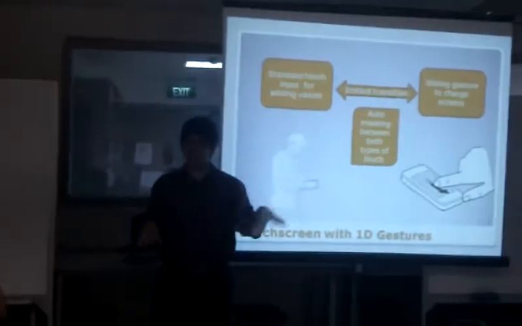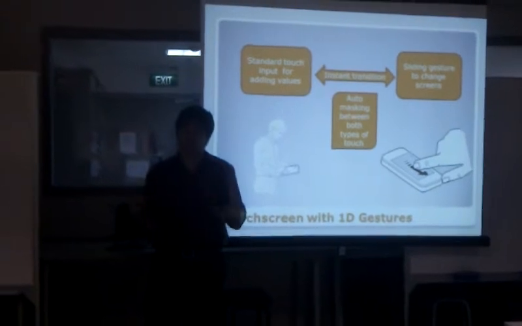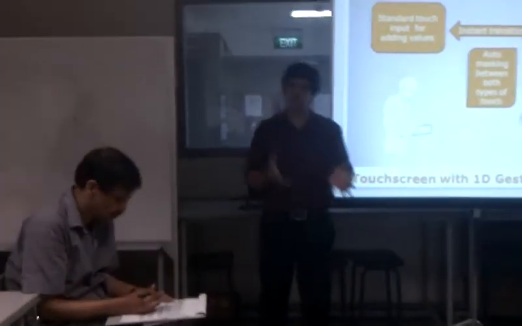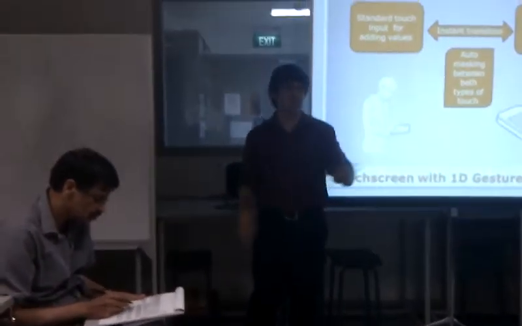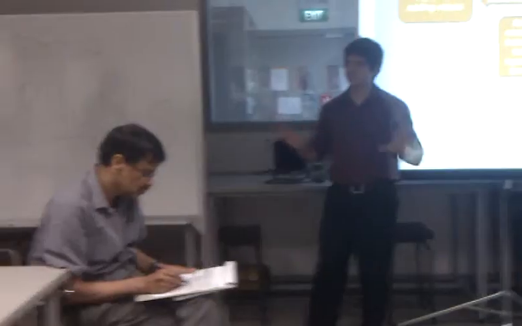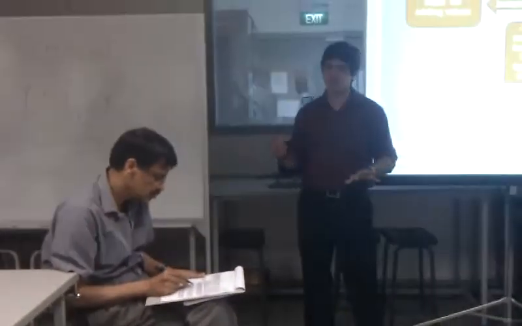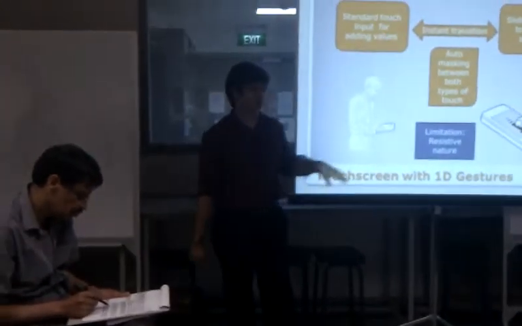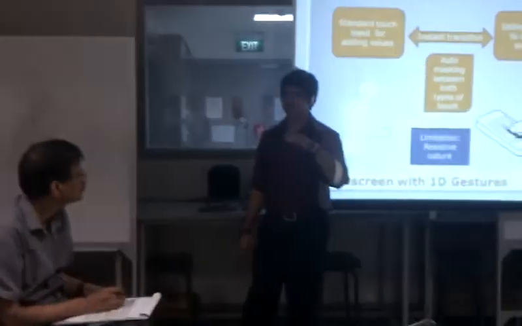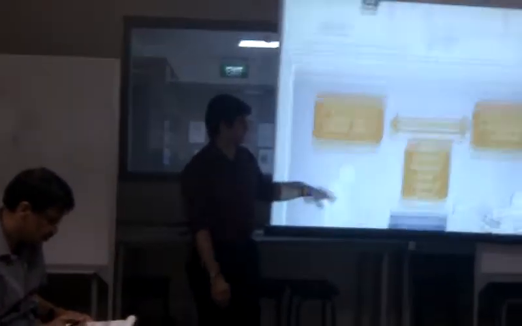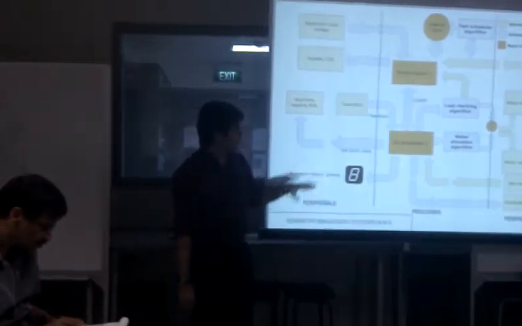And the best part is there's instant transition. The user doesn't need to say, I'm going to change screens now, so switch to sliding feature, or I'm going to touch something now, so switch to touch feature. There's an instant transition and there's auto masking of the other features. So if I'm going to slide, then all the touch inputs get masked and nothing else will get touched. It will only be recognized as a slide. The only limitation is that if it was a capacitive touchscreen, it would work better. But we have used a resistive touchscreen because a capacitive touchscreen is harder to program.